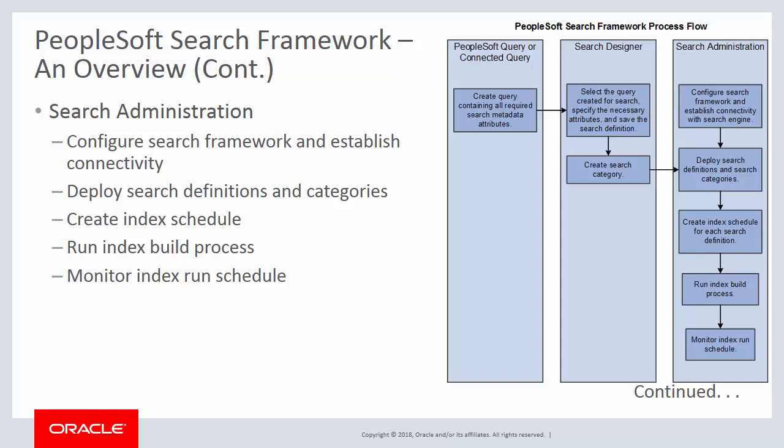Create index schedule for each search definition and run the index build process. In this task, the search engine crawls the application data specified by the query criteria of a search definition and builds the index with searchable data. In PeopleTools 856, enhancements have been made to the indexing process to improve performance. These improvements are discussed later in this presentation.